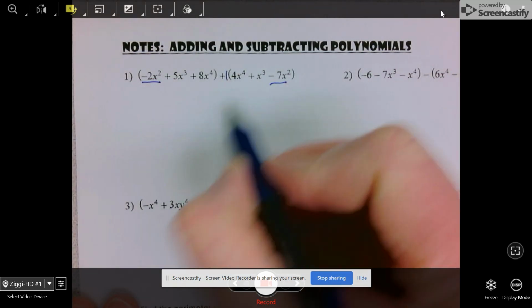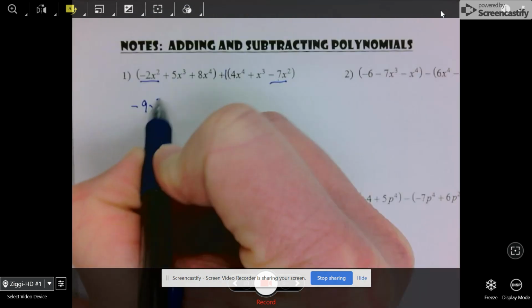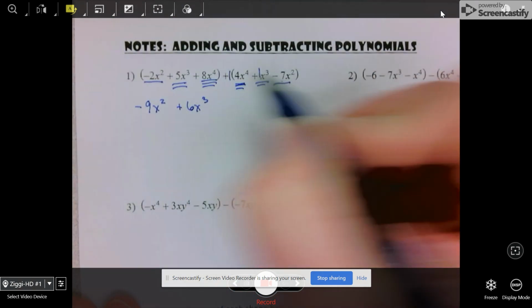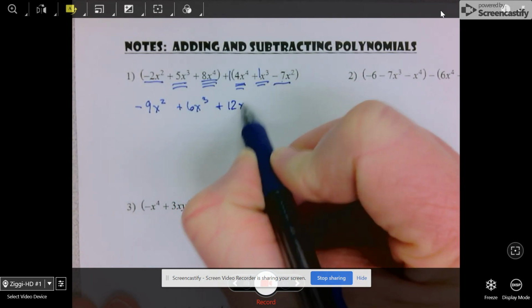Then I have 5x to the third and 1x to the third. 5 plus 1, 6x to the third. And you can do a triple underline here. 8x to the fourth, 4x to the fourth is 12x to the fourth. That's it. These are not like terms. You can't combine this down to one. We're not trying to get it down to one number at the end.